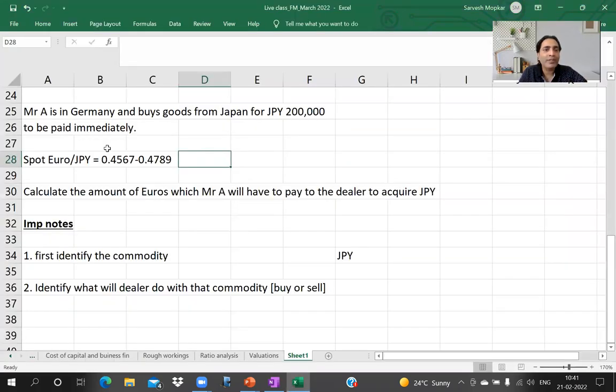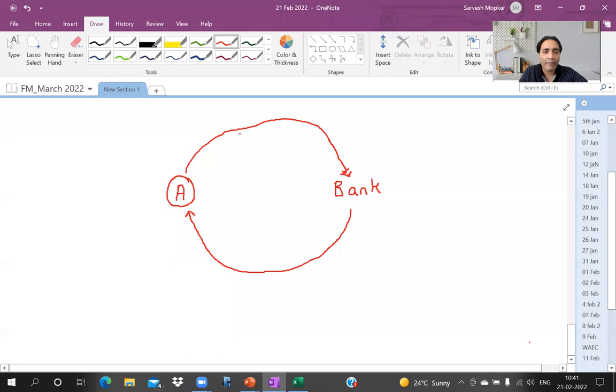So what is A going to do with JPY? Is he going to buy JPY or sell JPY? Is he going to buy JPY from the bank or is he going to sell JPY to the bank? Buy. A will buy. Fantastic. Okay. So A will buy JPY. Arrow should be like this. And since A is buying JPY, bank is selling JPY. Why are we talking about JPY? Because JPY is the commodity.